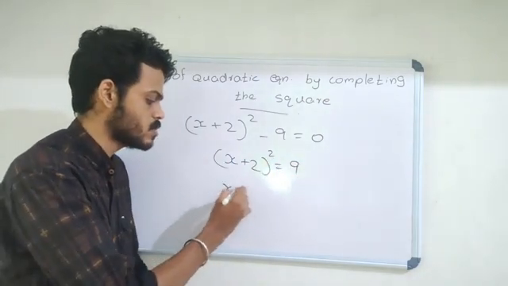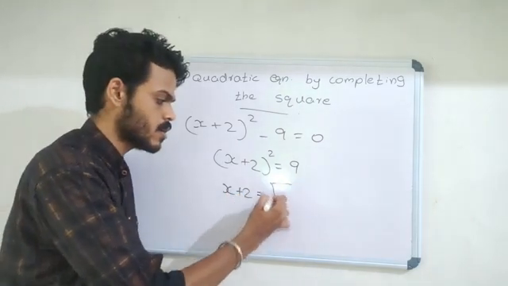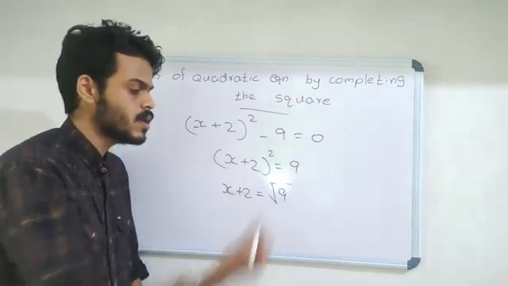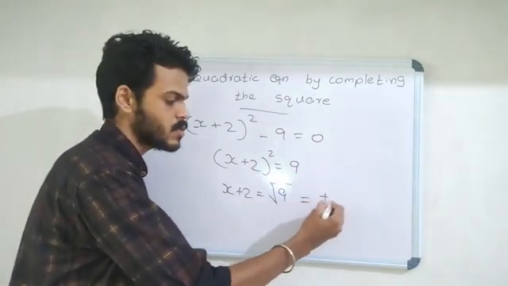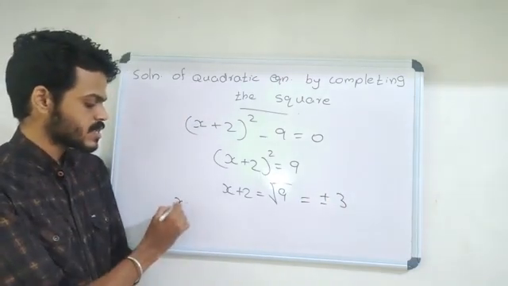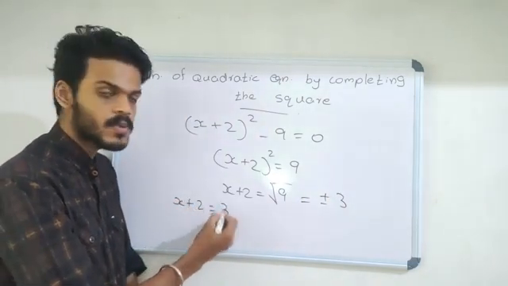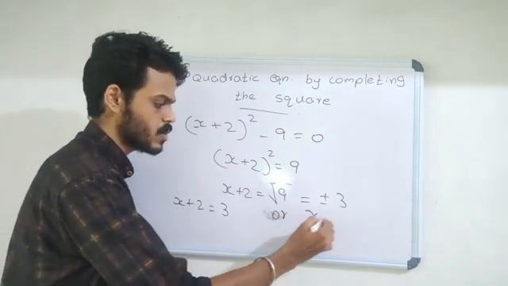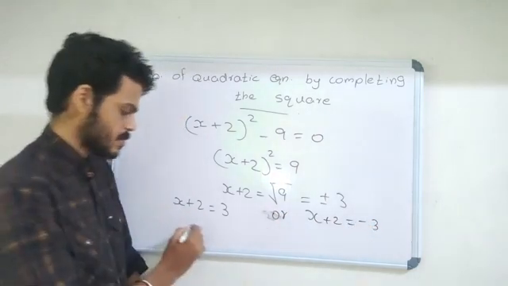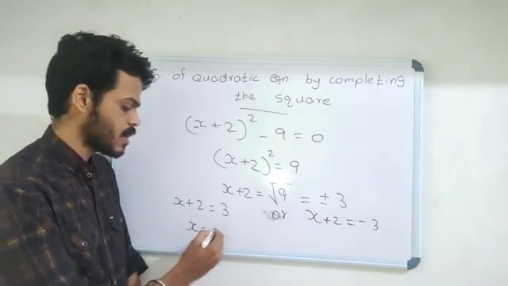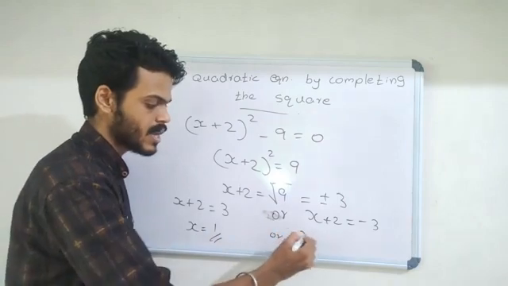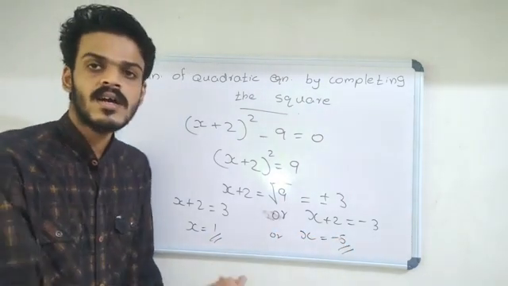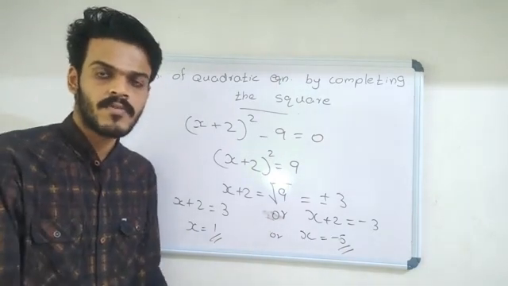So what will be x plus 2? It will be the square root of 9. Its square is 9, which means x plus 2 will be root 9, and that can be written as plus or minus 3. So two cases can happen: x plus 2 equal to 3, or x plus 2 equal to minus 3. So x can take the value 3 minus 2, that is 1, or x can take the value minus 3 minus 2, that is minus 5. These are the roots of this equation, the values of x.